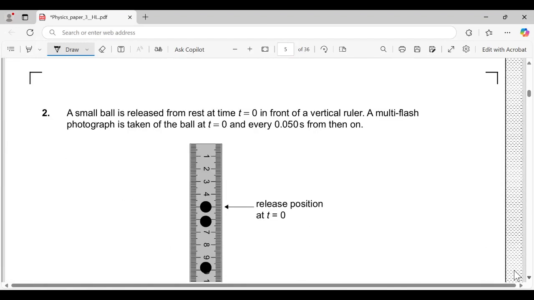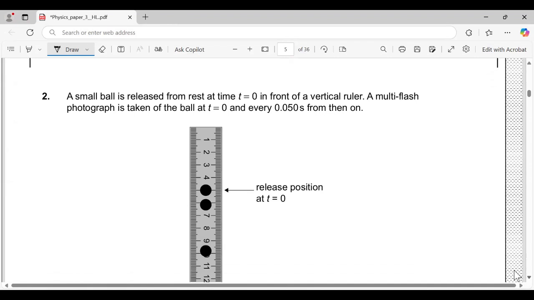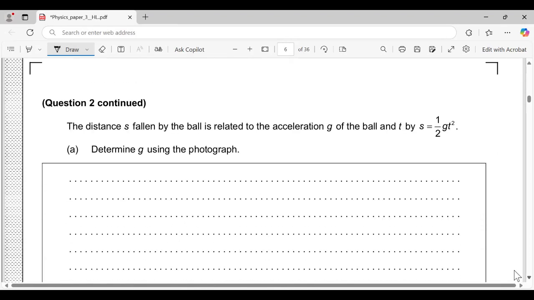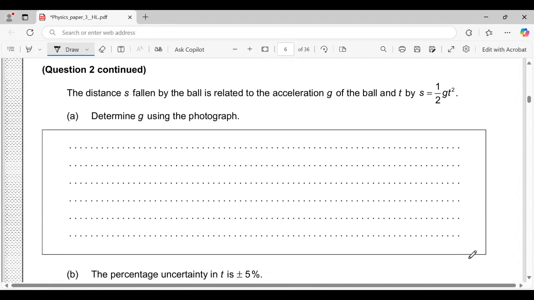Next question, number 2. A small ball is released from rest at time t equals 0 in front of a vertical ruler. A multi-flash photograph is taken of the ball at t equals 0 and every 0.050 second from then on. This is the ruler. Question: the distance fallen by the ball is related to the acceleration g of the ball and t by s equals 1/2 g t squared. Determine g using the photograph.